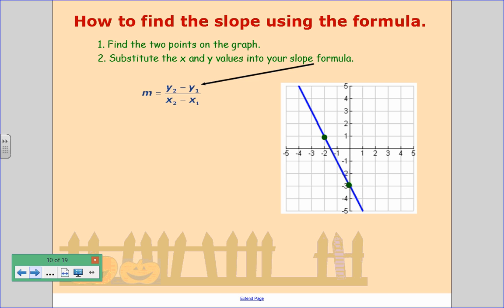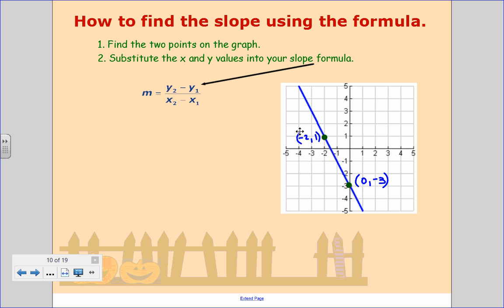So here we're given a line in a coordinate grid, and we're given 2 points that have been plotted on that line. So to find the slope, let's first state what our 2 points are. So this one's (-2, 1), and this point is (0, -3).